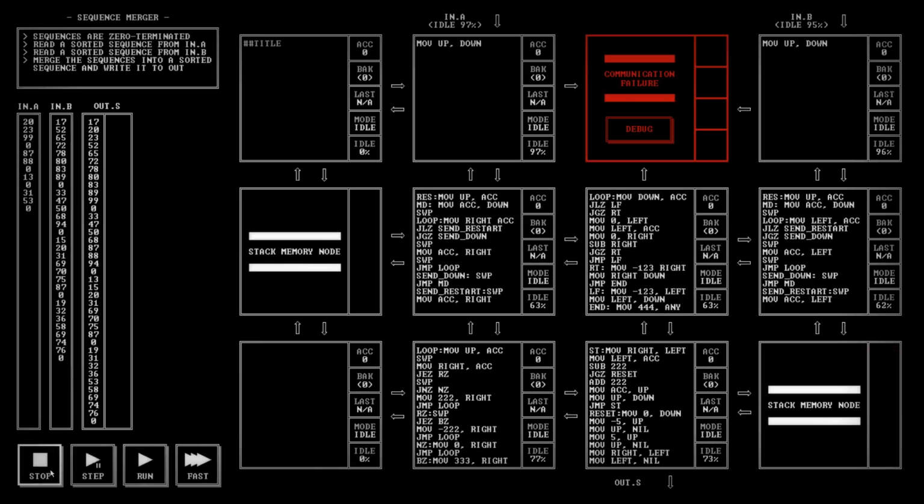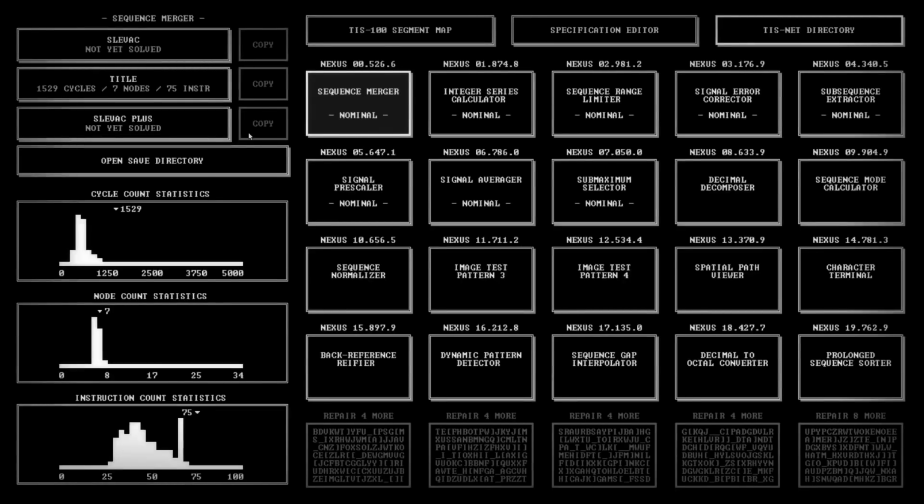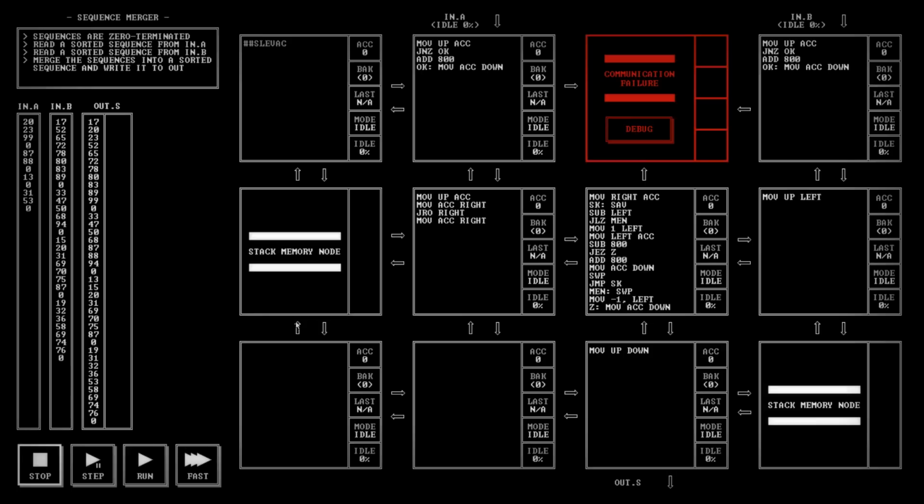Sequence merger. What were the rules for this? How do I have so little memory about this? Merge the two and write to out. So it just like... What is all this? I don't know. This is not the one I'm analyzing. You already know how this works. Or did once. I wrote it. I don't remember anything though. Let's see how this one works.